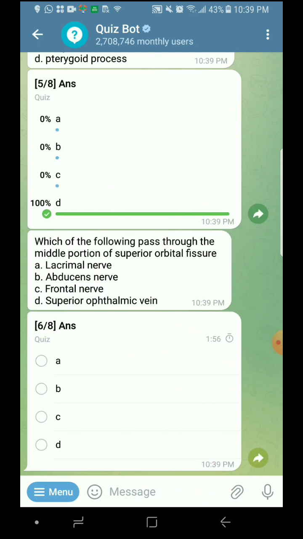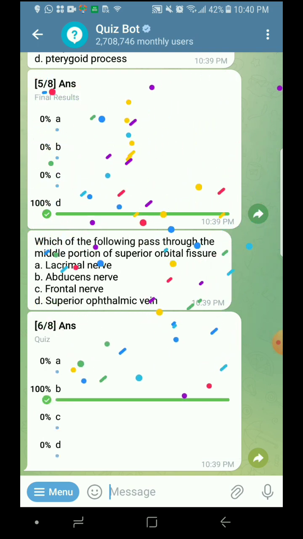So as I was telling, there are three parts of SOF, which is divided by the annulus of Zinn into upper, also known as lateral, middle and lower. The upper part you can remember as LFT: lacrimal, frontal, trochlear nerve and superior ophthalmic vein. Middle part NOA: nasociliary, oculomotor upper and lower division, and abducens. Here the answer is abducens, which passes through the middle part, and the lower part carries the inferior ophthalmic vein.